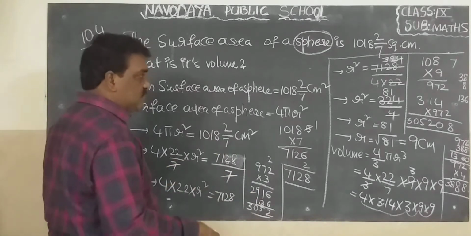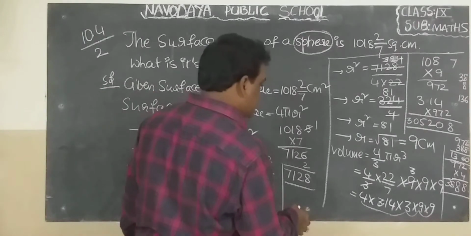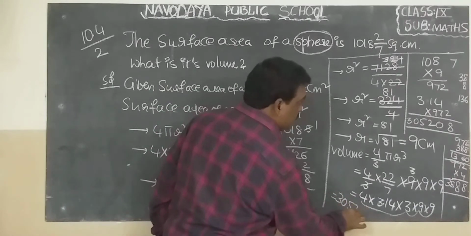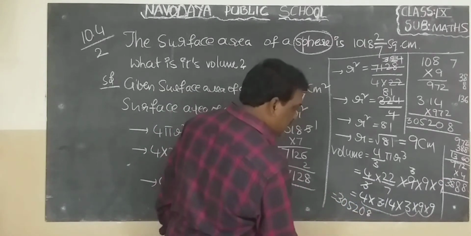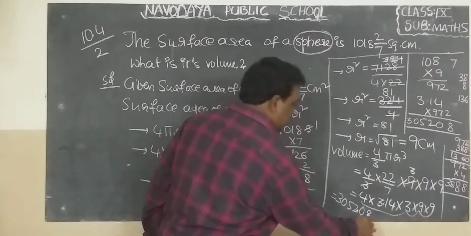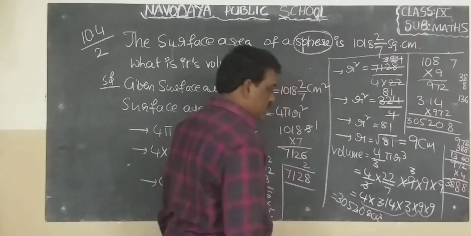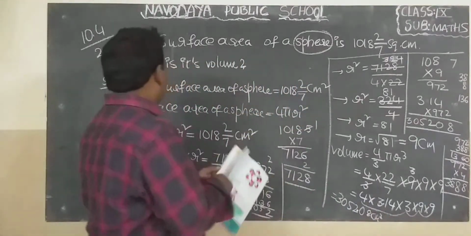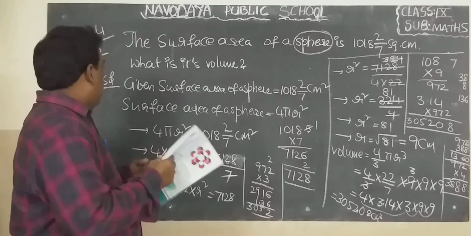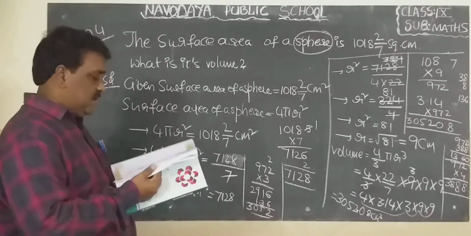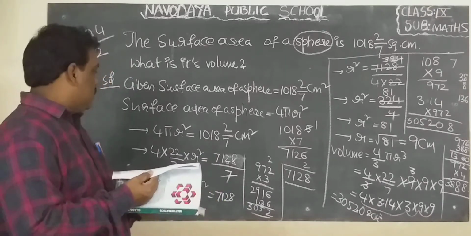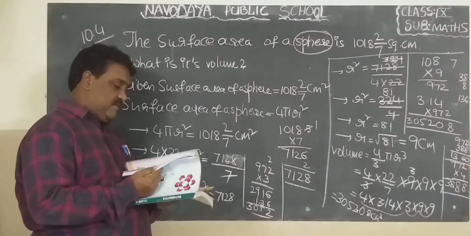So what is the volume of the sphere? 305208 decimal point centimeter cube. Okay? So, surface area of a sphere is 4 pi r square. What is the surface area of a sphere formula? 4 pi r square formula. 4 pi r square equal to 1018 2 by 7.